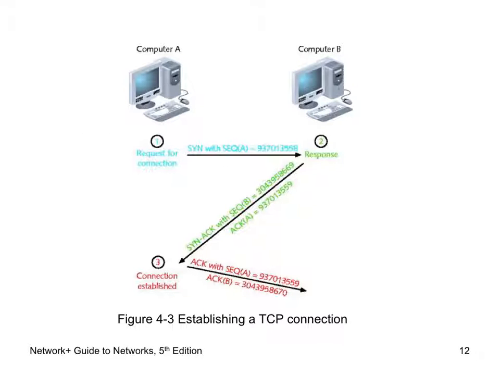So here we have a visual connection, number 1, request for connection, send with acknowledgement, this number here. Number 2 responds, send acknowledgement with another random number, acknowledge number here.